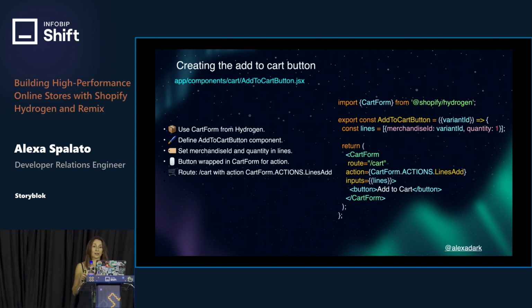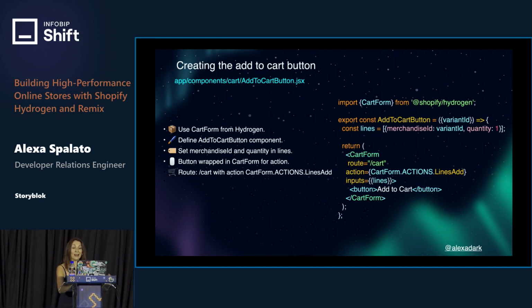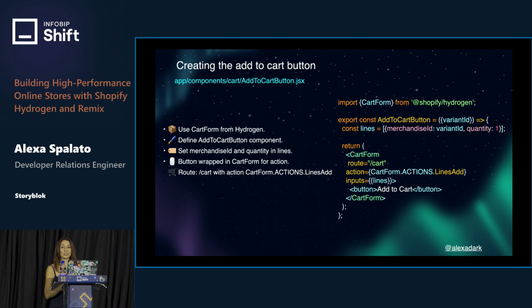So we define what we want to add to the cart with the lines. So the lines are the products, and we specify the item with the merchandise ID, which is the variant ID prop, and we also define the quantity. Then we have a route attribute that will define the route where our form will be processed. So in this case, it will be in the cart route. And the action attribute defines the action. Here, it's lines add. And in the inputs, we pass the lines, which are the products and the quantities that we want to add to the cart.